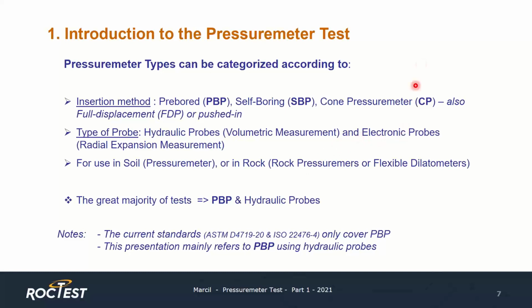Pressure meters can be categorized according to the insertion methods, the type of probe, and whether they are designed for use in soil or in rock. Regarding the insertion methods, there are pre-bored pressure meters, self-boring pressure meters, and cone pressure meters that are also referred to as full displacement or pushed-in pressure meters.